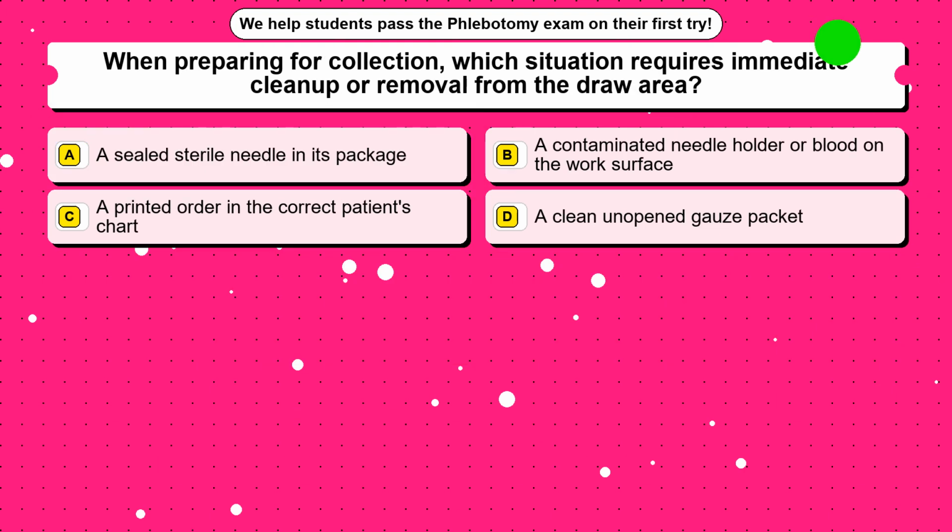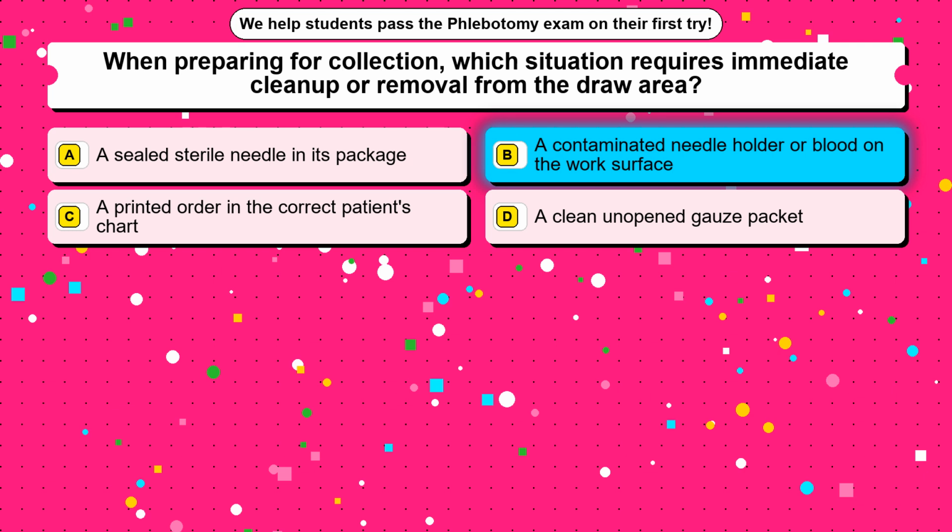Question 100. When preparing for collection, which situation requires immediate cleanup or removal from the draw area? Option A. A sealed sterile needle in its package. Option B. A contaminated needle holder or blood on the work surface. Option C. A printed order in the correct patient's chart. Option D. A clean unopened gauze packet.